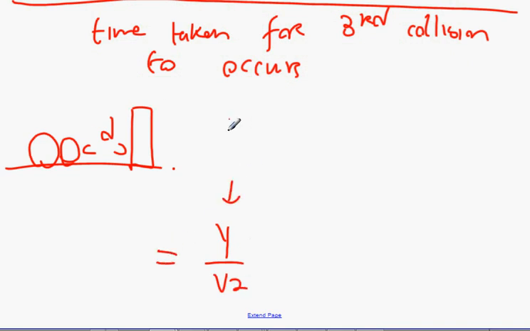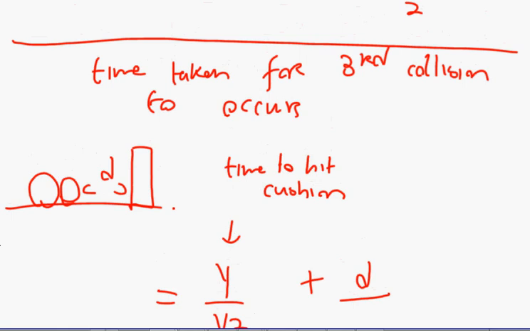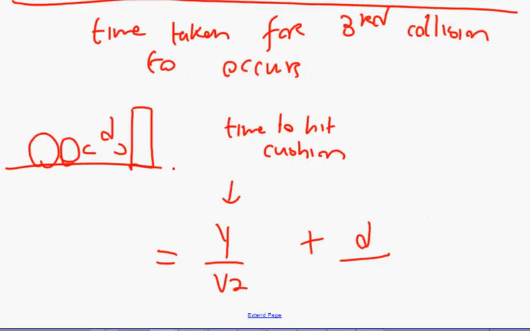This one here represents time to hit cushion. Are you happy with that? Okay. The next one is going to be d all divided by, now I'm going to write down ev2. Do you know what I mean by ev2? The rebound velocity. This here is the rebound velocity. I can just write it in if you want. Just rebound. I can write down rebound velocity.